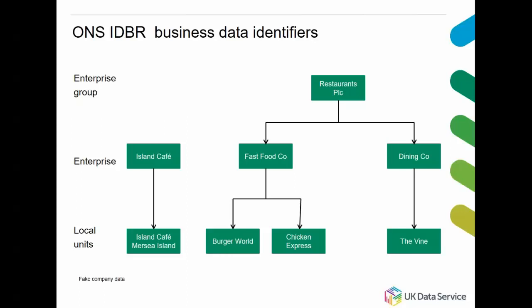Now, on the right-hand side, we see a more complex organization. The Enterprise Group Restaurant plc owns two companies, Fast Food Co. and Dining Co. The first company, Fast Food Co., owns two local units, Burger World and Chicken Express. The second company, Dining Co., has one local unit, The Vine. In the dataset, the two companies will share the same Enterprise Group reference. Both Burger World and Chicken Express will share the same enterprise reference, but will have different local unit references as they are separate premises. The Vine will have its own local unit reference, with its enterprise being the Dining Co.